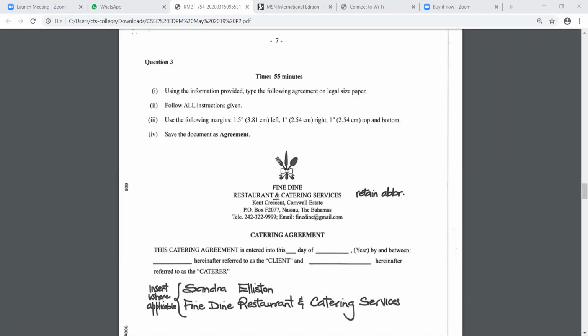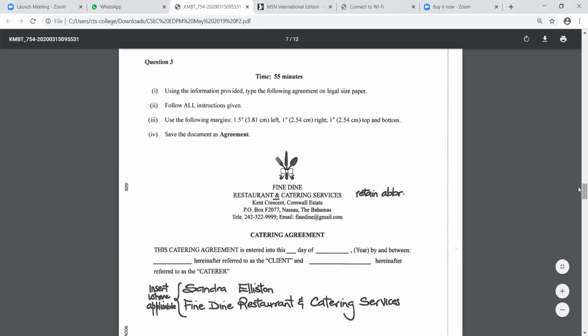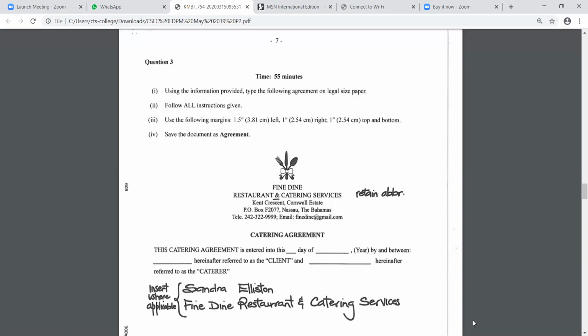It says using the information provided, type the following agreement on legal size paper. The paper that we have up on Microsoft Word, when we go into the application, what size paper is that? When you first go into Microsoft Word, what size paper is that? A4. Very good. A4 or letter size paper. But this question is asking us to choose something called legal size paper. Where exactly on my screen would I go firstly to change the size of my paper?